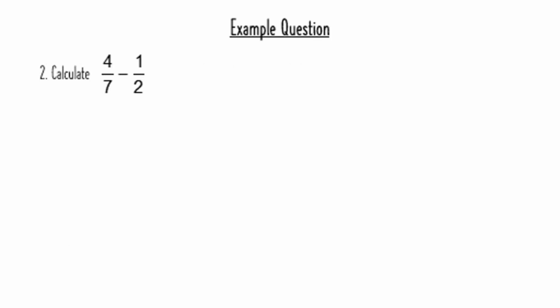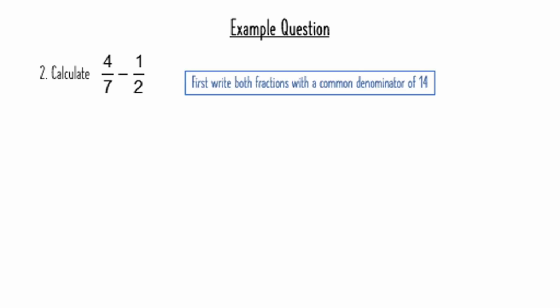Let's take a look at this example. So here we have 4 over 7 minus 1 over 2. So what we have to do first is we have to make the denominators the same. They must have a common denominator before we can add or subtract fractions. So the common denominator in this case will be equal to 14. Now let's rewrite both fractions with a common denominator of 14.